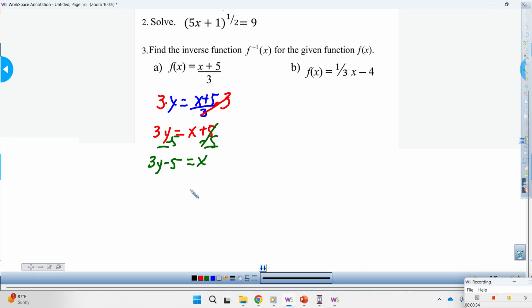Is that the inverse? No! We exchange the variables. 3x minus 5 equals y, and then we just change the y to f of x. 3x minus 5 equals f inverse of x.